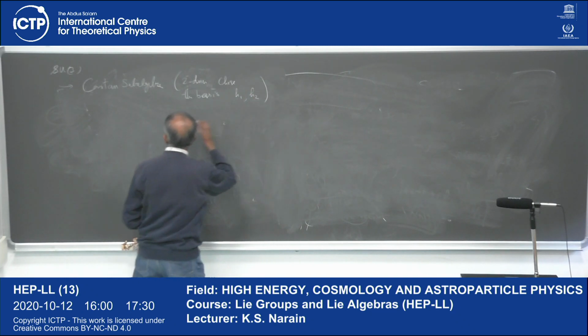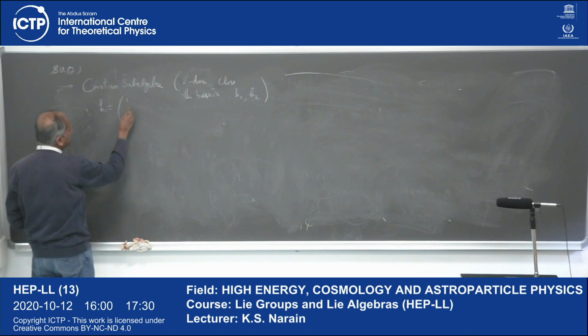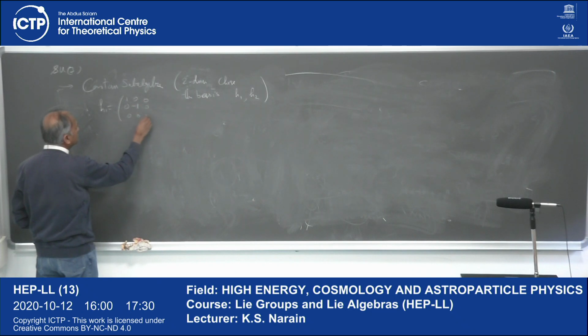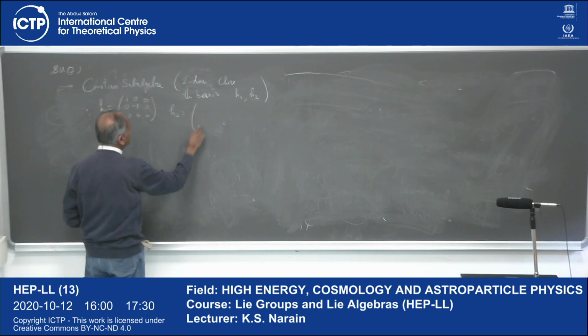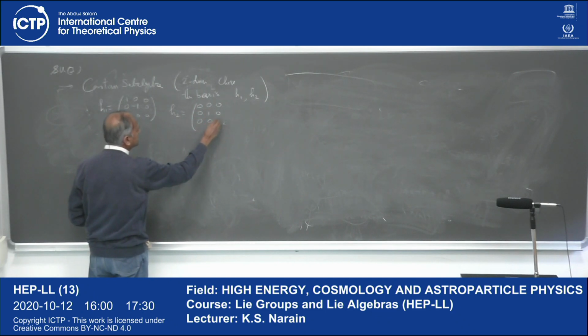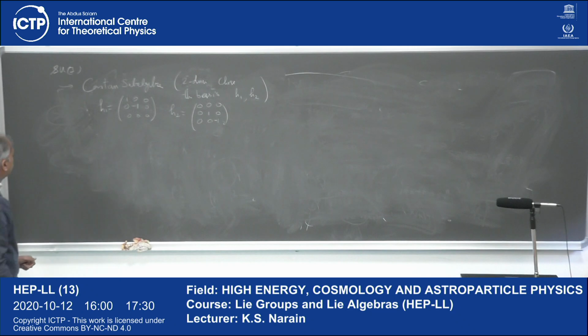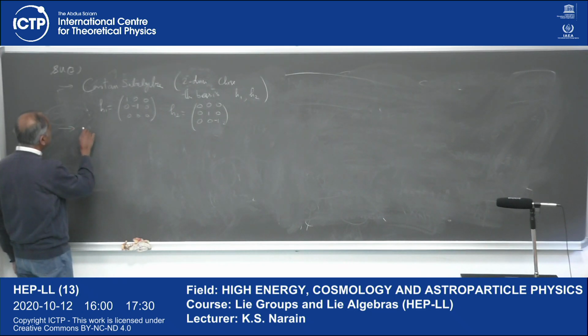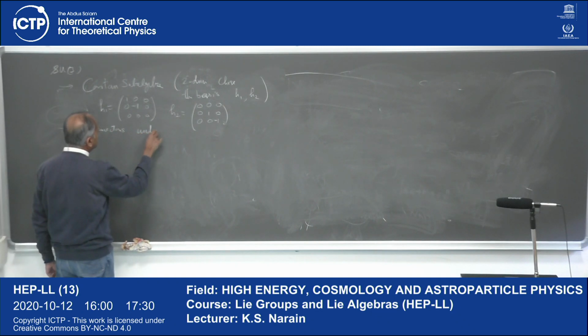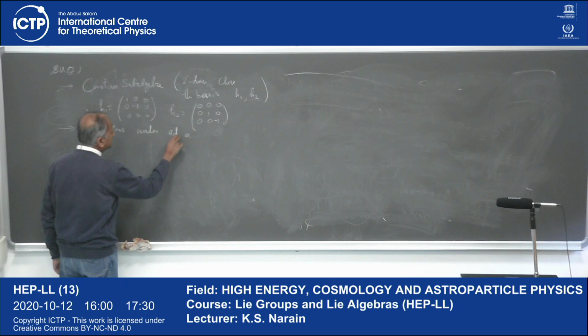More precisely, H1 was just sigma 3 in the top 2 by 2 block, and everything else 0. And H2 we chose to be the bottom 2 by 2 block, again sigma 3. This was a convenient choice. And then the next step was to determine the eigenvectors under the adjoint action.